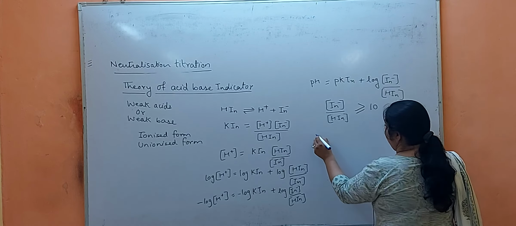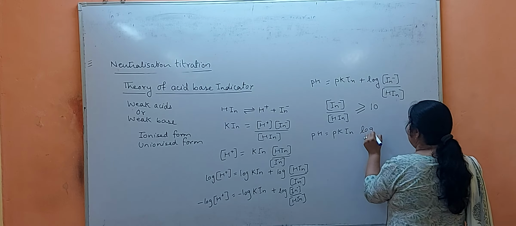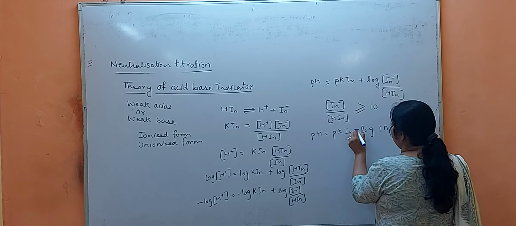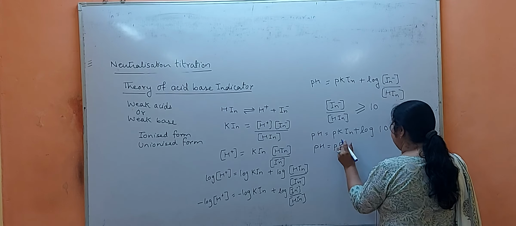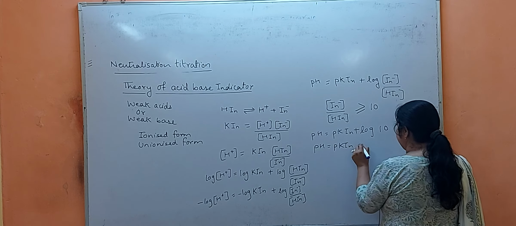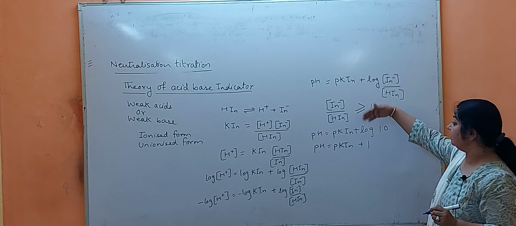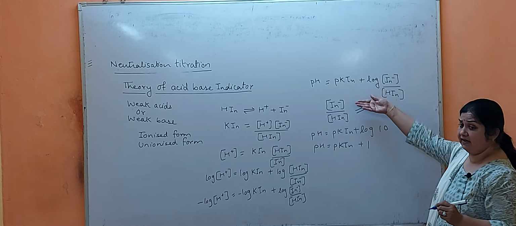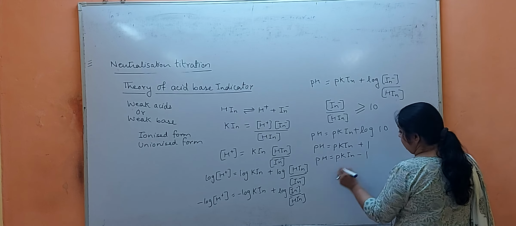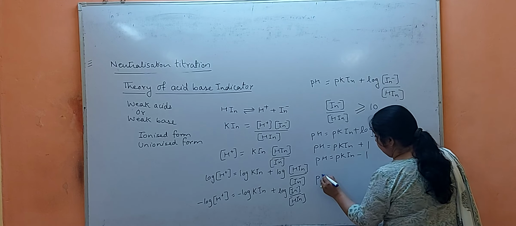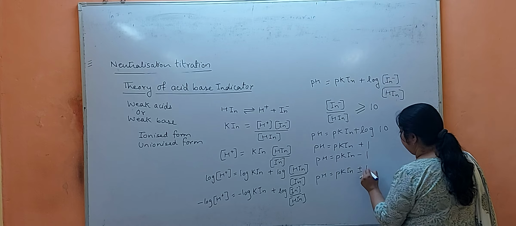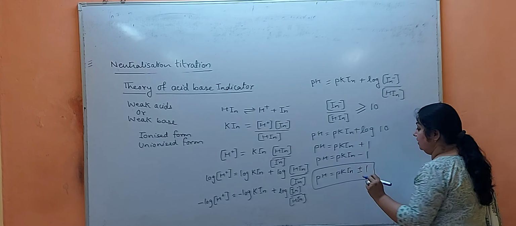So pH will be equal to what? pKIN plus log 10. Log 10 is 1. So pH will be equal to pKIN plus 1. In a similar manner, if I take the reverse one, pH will be equal to pKIN minus 1. So we can say for an acid-base indicator, pH is equal to pKIN plus or minus 1 for the visible colors, two different colors.